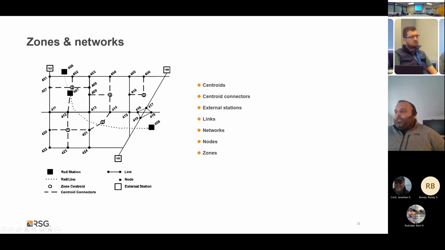So the nodes are the endpoints of the links, generally located at roadway intersections. Nodes can be located along roadway segments to more accurately represent roadway alignment. And the combination of the nodes and the links is what our transportation network is.